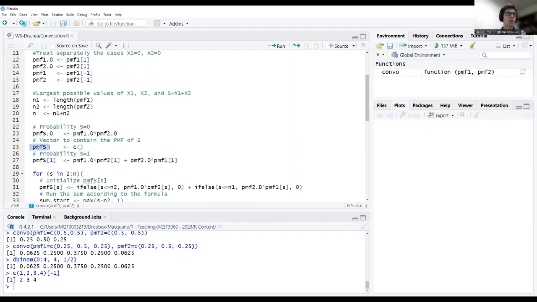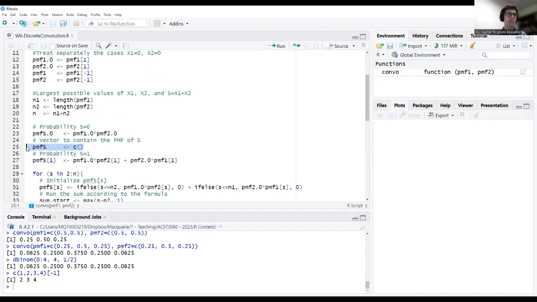Now overall here, I'm going to declare this vector to contain the probability S is 1, probability S is 2, probability S is 3. I'm going to call this PMFS. And again, notice it's not going to include the probability S is 0, because this is found in a separate object I called here PMFS0.